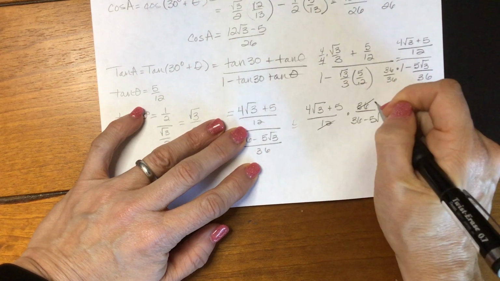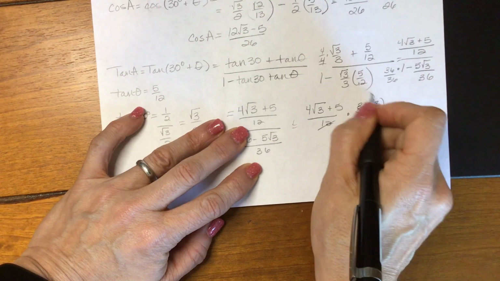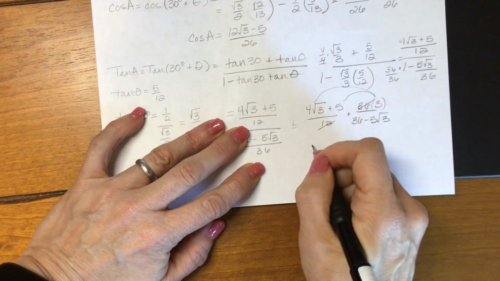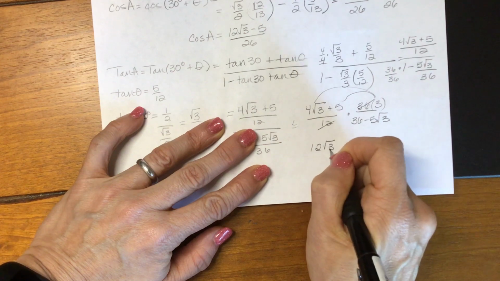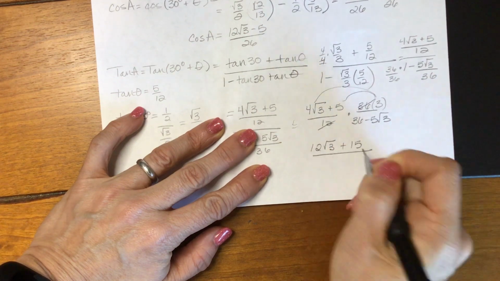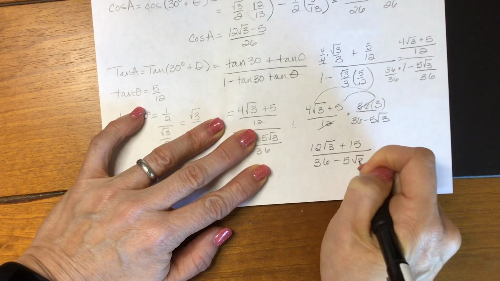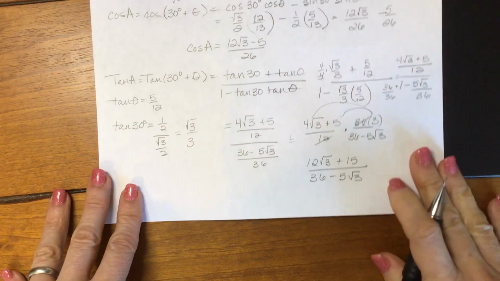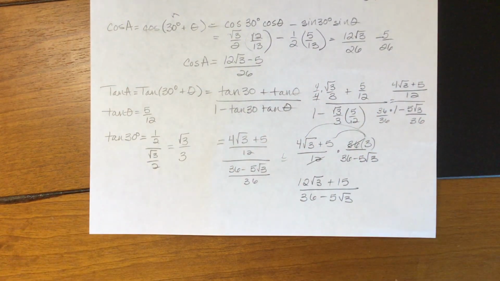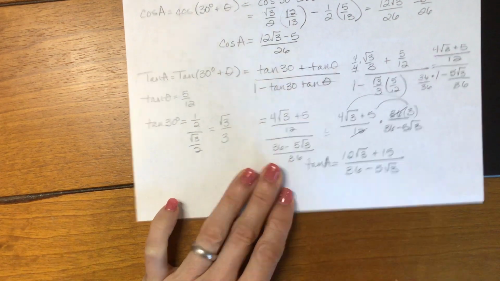12 goes into 36 3 times. So when I distribute this 3 to both the 4 root 3 and 5, in the numerator I get 12 root 3 plus 15 all over 36 minus 5 root 3. Right. And that is as far as you can go. So this is tangent of A.